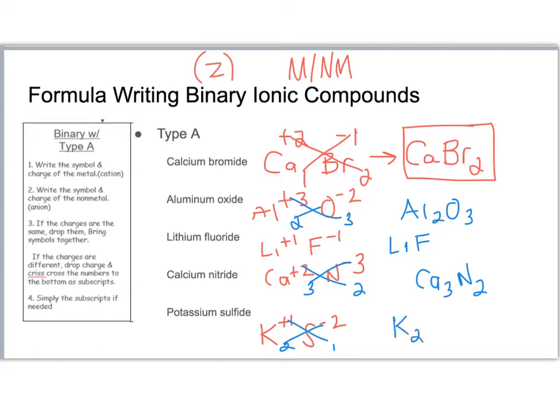This crisscross method is a shortcut technique to get the ratio that will make the ions cancel each other out. One thing to remember is that all ionic compounds are neutral. They cannot have any charges in them, and that's why the crisscross method helps us come up with the ratio that will neutralize those charges.